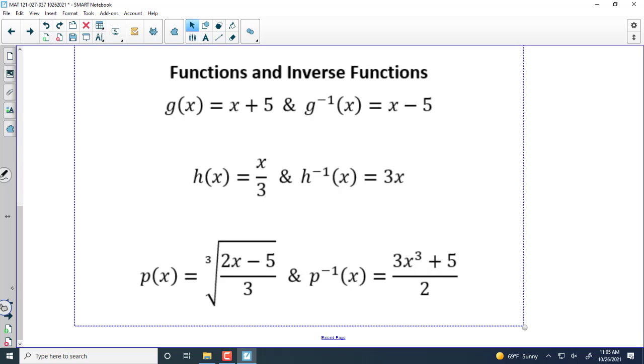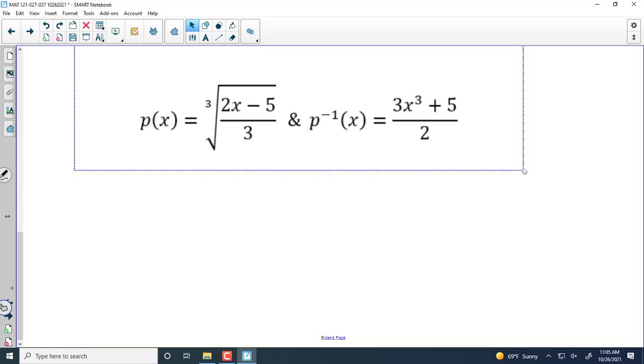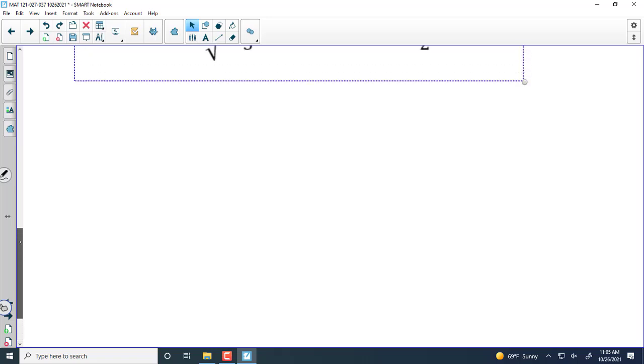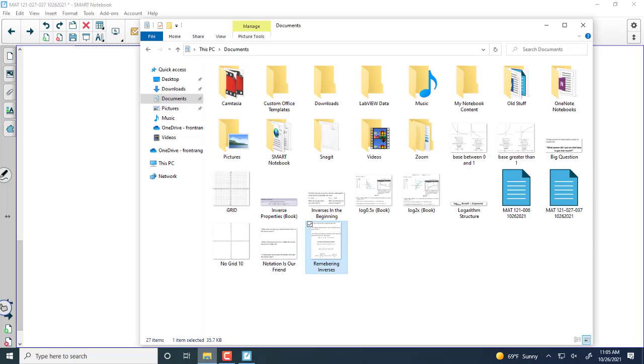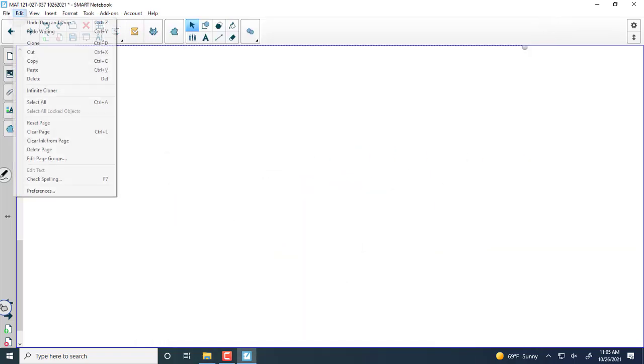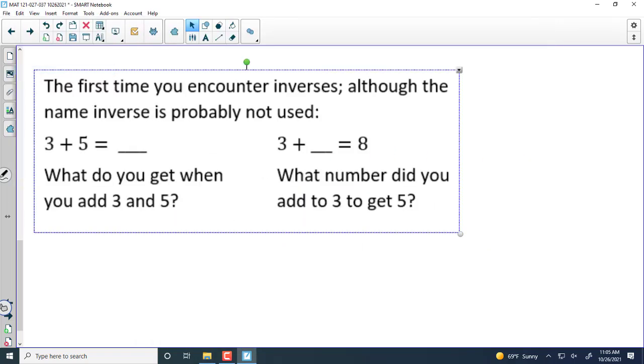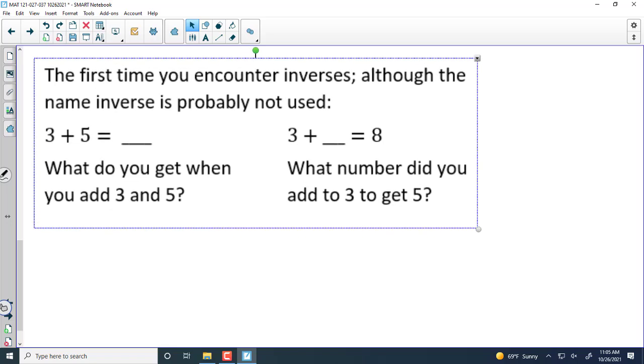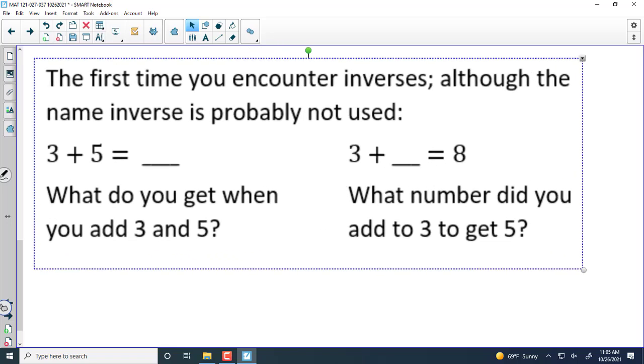And we've heard of inverses before, even if maybe you didn't use the word inverse. I mean, we knew that adding and subtracting, multiplying and dividing were the opposites of each other, and they undid what the other one did. And you actually probably first saw inverses a very long time ago. I call this slide Inverses in the Beginning. We were all first starting to feel good about ourselves with math. And they didn't use the word inverse.